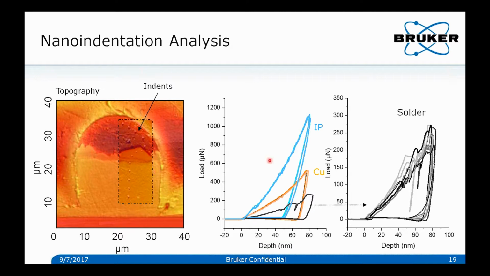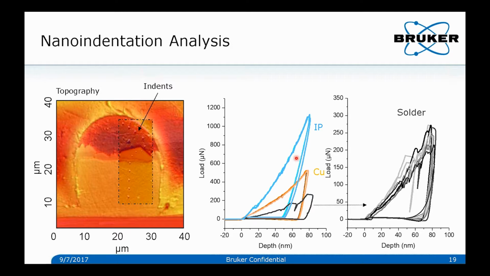So here you can see the actual indents that we've performed. In the topographical image, you can see the residual impressions of the indents in the different regions. And in the force, the load and displacement curves, you can see the different regions. So the IP is the intermetallic phase. It is much harder than the other areas that we tested, so it requires much more force, about over 1 millinewton of force to get to 80 nanometers of depth.